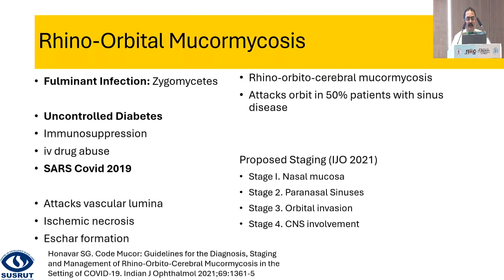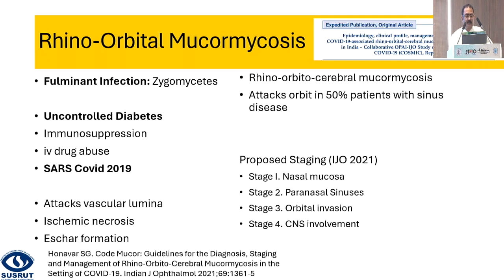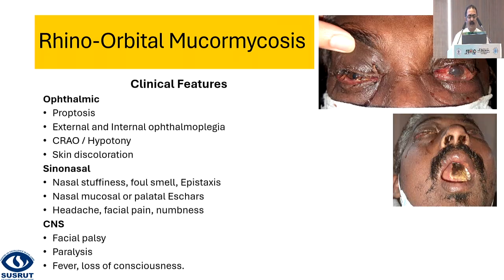So we've all gone through this in the last few years. Mucormycosis. Dr. Honavar came up with this very elegant staging system. I'll just skip this fast. And the salient features: you have features of orbital cellulitis, but look for CRAO, look for any hypotony, which would tell you that there is an ophthalmic artery occlusion. Look for eschars.